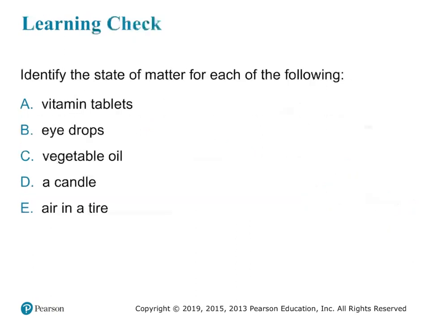And let's do one more. Identify the state of matter for each of the following. So we're going to identify each of the following as a solid, a liquid, or a gas. So let's do this one together. So A, are vitamin tablets a solid, a liquid, or a gas? A solid.